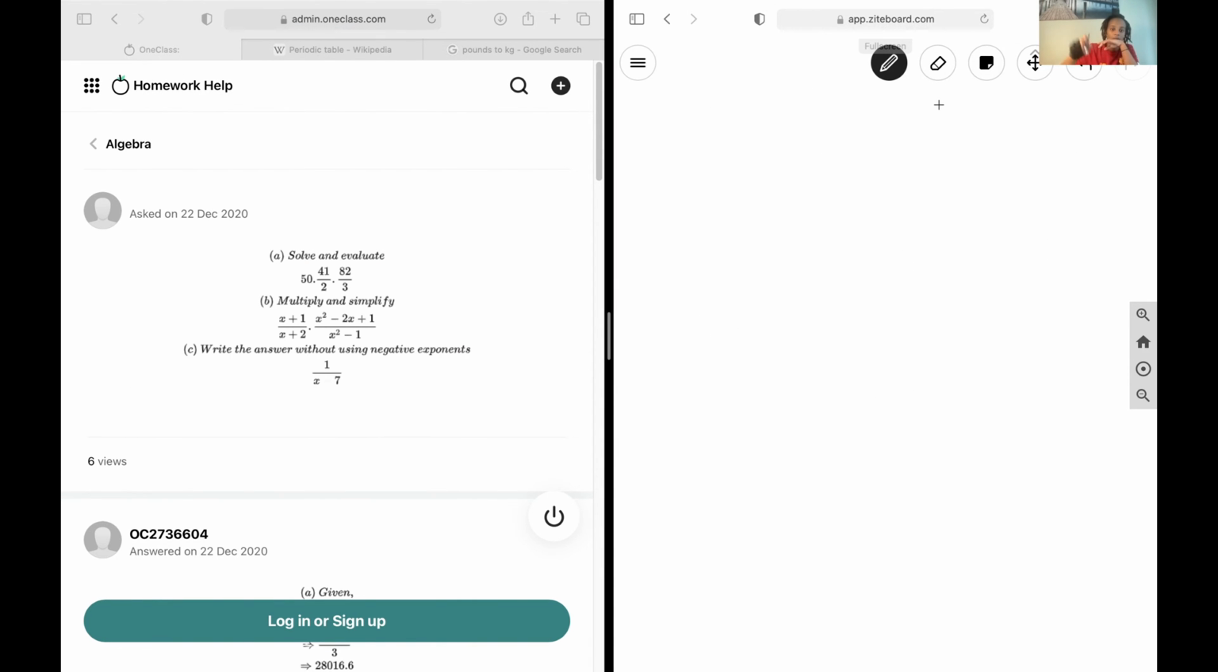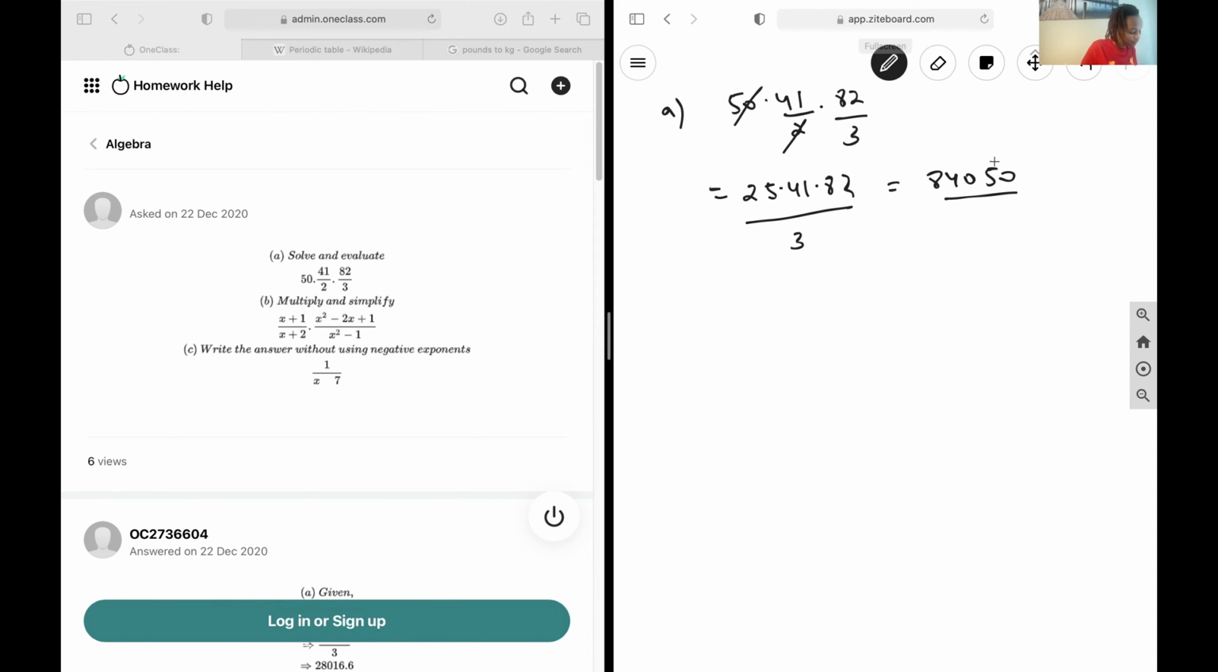Next up, we would like to solve and evaluate the first part. And so we have 50 by 41 over 2 by 82 over 3. We can go ahead and cancel out the 2 so that this can become 25 by 41 by 82 all over 3. And that is going to become 84,050 over 3. And that is going to give us a final answer of 28016.6 recurring. So that's 28016 and 2/3. And that's it for that one.